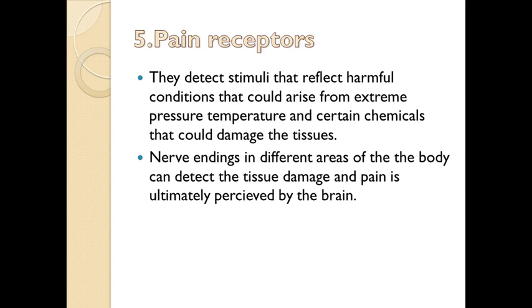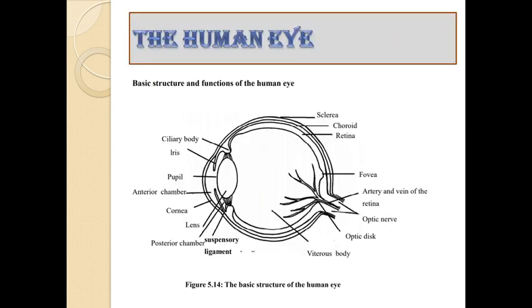Pain receptors are actually specialized nerve endings that are found throughout the body. If some kind of tissue damage happens, these nerve endings are stimulated, create nerve impulses and send them to the brain, and ultimately pain is perceived by the brain. So that's it about the types of receptors. Now we can move on to the human eye.